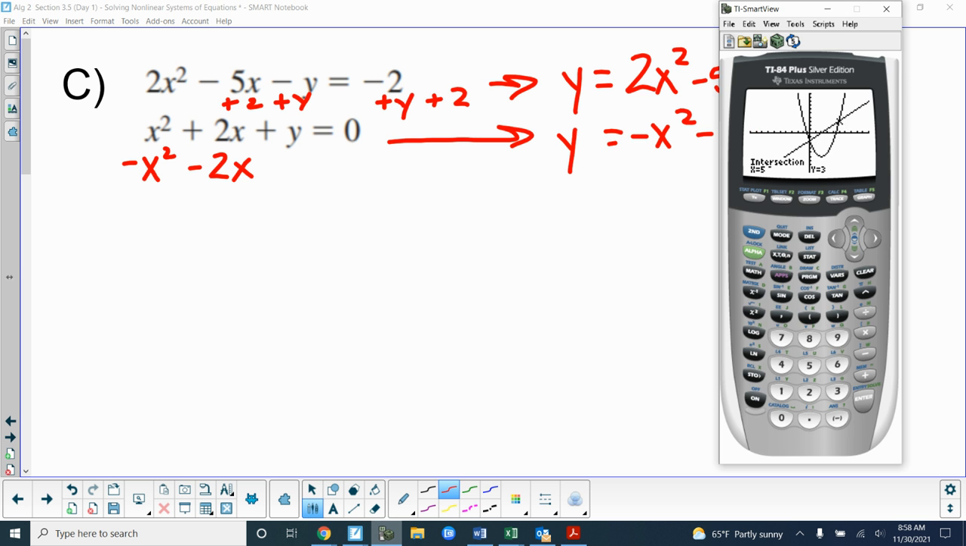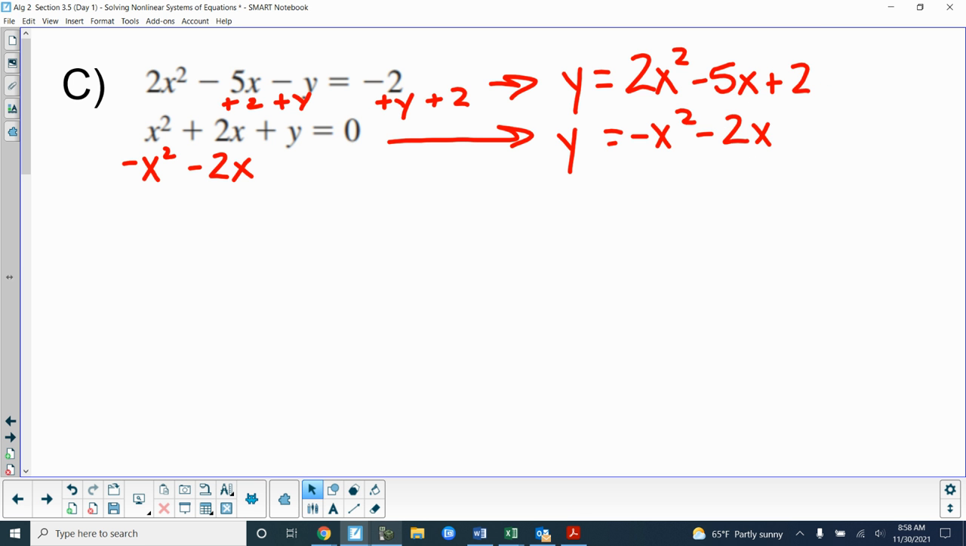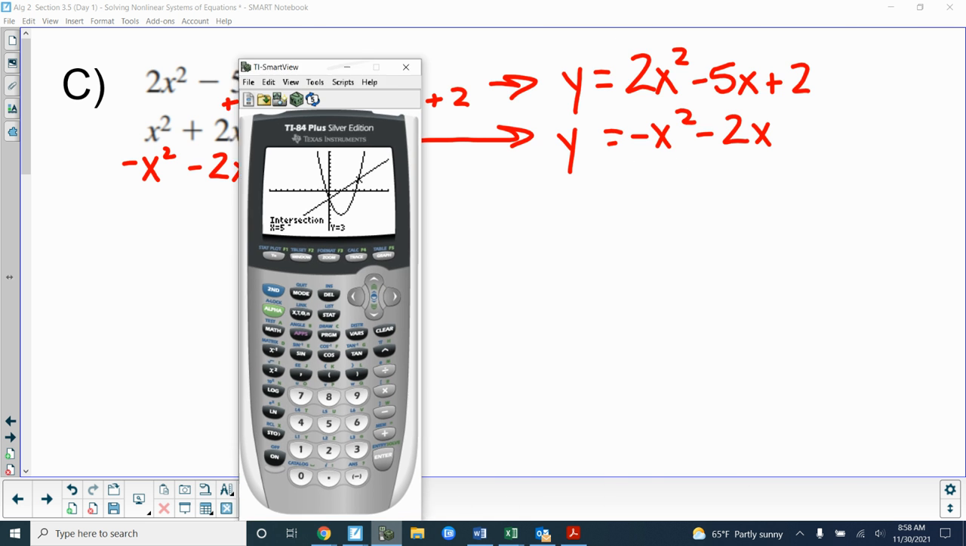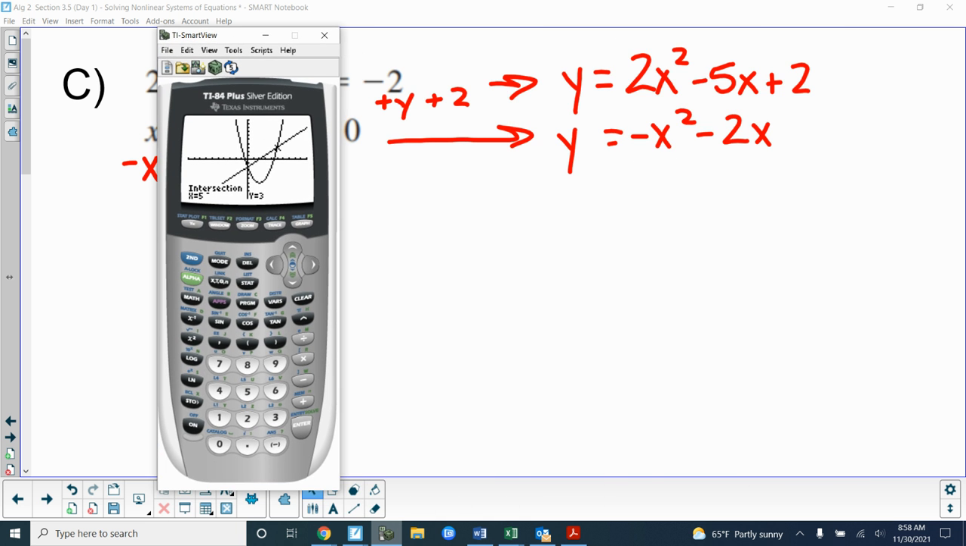equations. I'll move my calculator over so we can look at the red ones. Okay, so go ahead and put those in. 2x squared minus 5x plus 2. And remember, use your negative sign for the -x squared, and then use a minus sign for the 2x. All right, so we put those in, and then we hit graph. And let's see what we get.